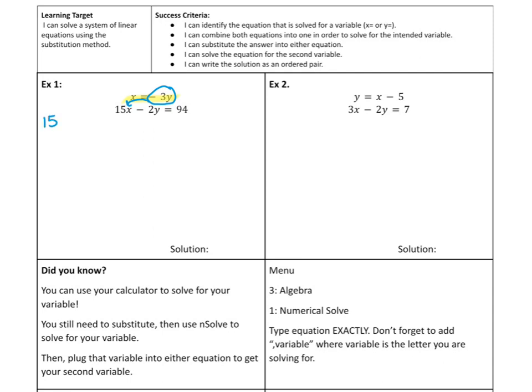So 15, and instead of x, I'm going to do parentheses and put negative 3y, because that is what x is. The reason why I put parentheses is because anytime you have a number next to a letter, that shows multiplication, and I'm using my parentheses to show that multiplication. And then I'm going to keep writing minus 2y, and then it equals 94.